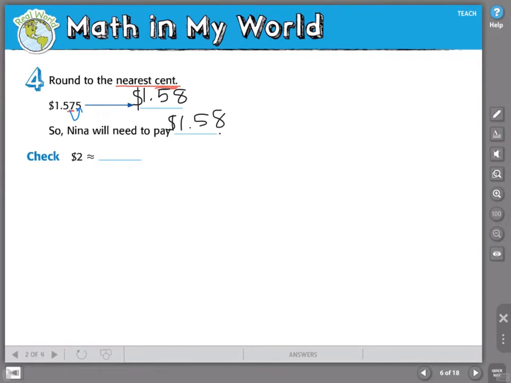$1.58. Now let's check it with our estimate. Remember, we estimated that it was going to be near 2. Well, 2 is pretty close to 1 and 58 hundredths. So I would say our answer is reasonable.